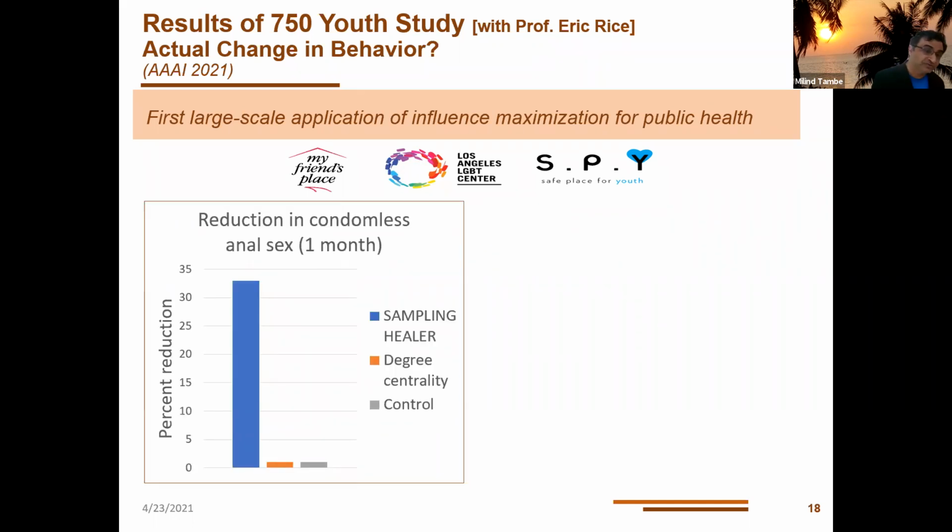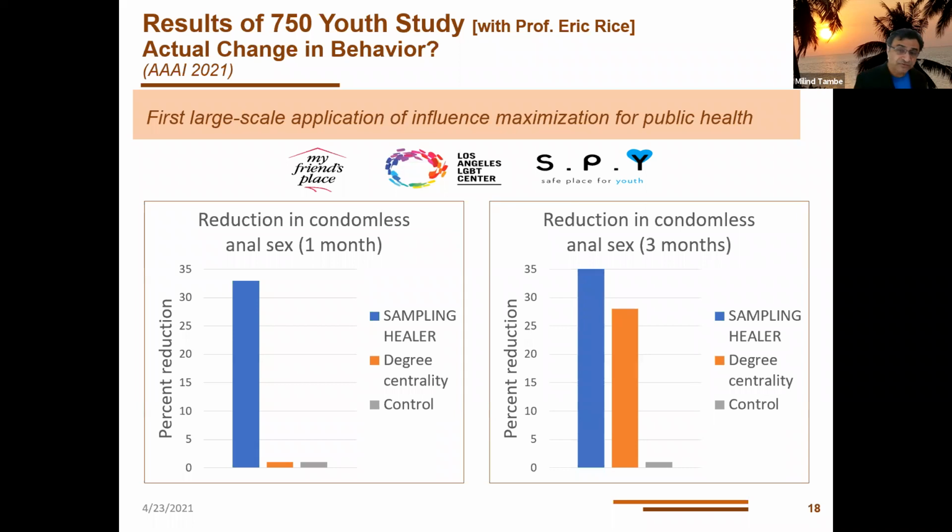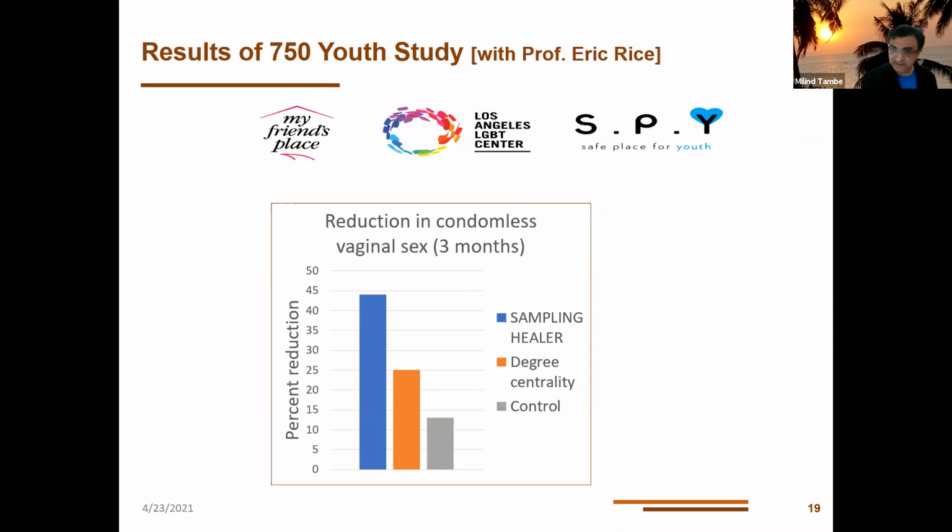With Sampling Healer, in terms of HIV risk behavior of reduction in condomless anal sex, we can see that there's more than 30% reduction in this HIV risk behavior at the end of 1 month. But with degree centrality and the control group, there is no change. At the end of 3 months, degree centrality begins to catch up, but Sampling Healer is still better. But what's important here is that the speed with which behavior change happened with Sampling Healer is important because this is an HIV risk behavior. And this is a community where youth come and go, and therefore having this information out there faster and behavior change faster is important. We also looked at other behaviors like reduction in condomless vaginal sex. And again, Sampling Healer seems to perform better.